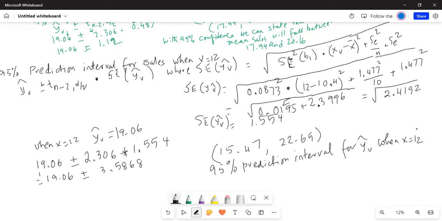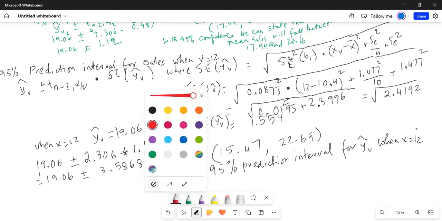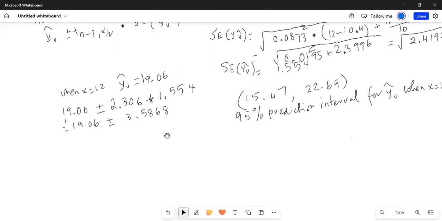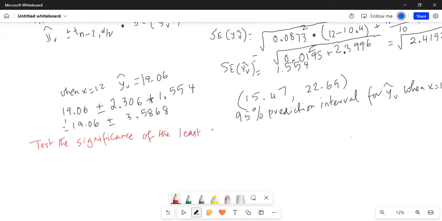Okay. And now we will do the last part. So I'll change the color into red, and we will move up a little bit. Test the significance of the least square regression model. Okay, this is the last part.